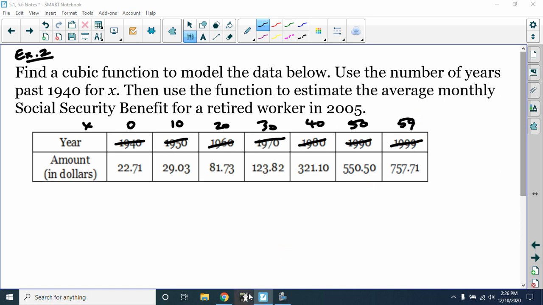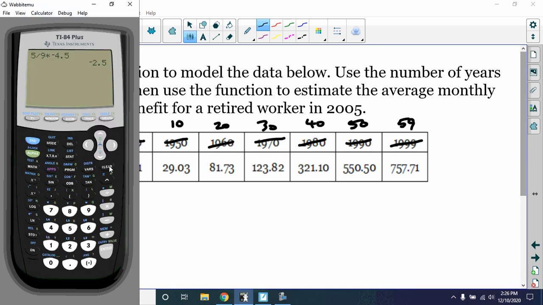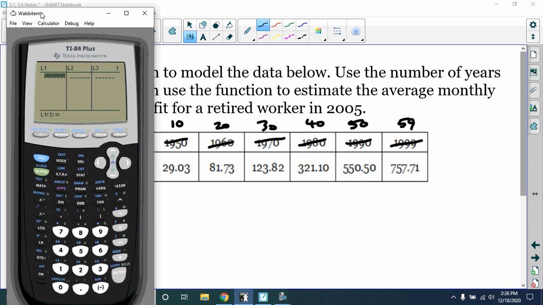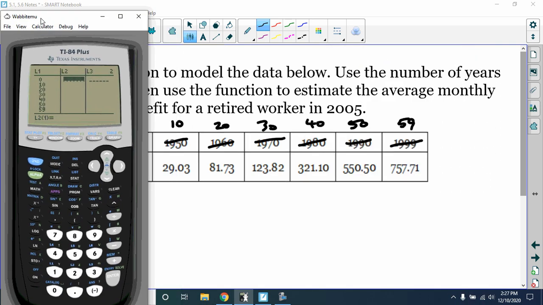We enter our data the same way we did with linear regressions and quadratic regressions. We go to Stat, Edit. If you have any data in there already, clear it out. Our X's are going under list 1. And our Social Security benefits are going under list 2.